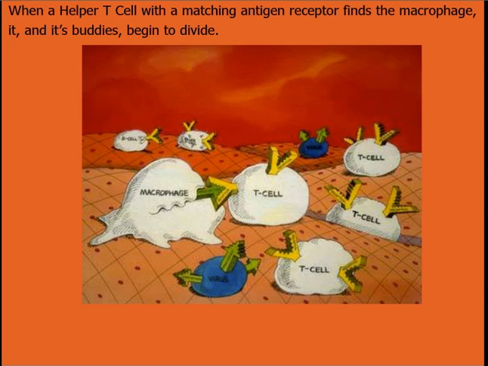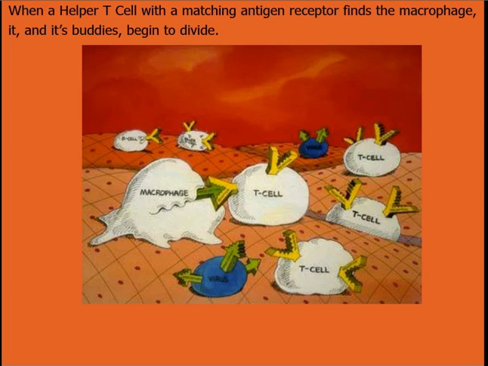Okay, so the macrophage travels around looking for a specific helper T cell that has a matching antigen receptor. You have many, many helper T cells, but if their receptor doesn't match, kind of like a little puzzle piece, then it's not the right helper T cell. This is where the immune system is specific. It's specific to the particular disease. If the helper T cell doesn't have the exact receptor, it's not the right helper T cell, and the macrophage keeps looking until it finds it.